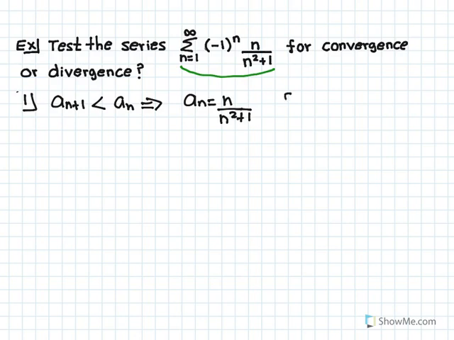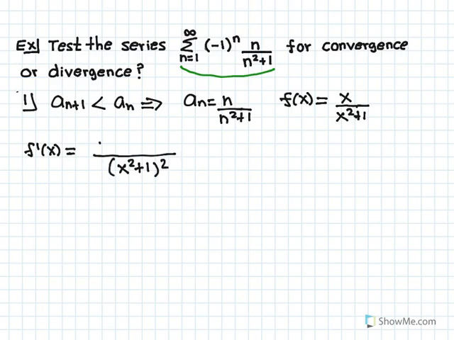Let's consider the related function f of x is equal to x divided by x squared plus 1. Let's take the derivative by applying the quotient rule. So f prime of x is equal to: square the bottom, (x squared plus 1) all squared, take the bottom, x squared plus 1, times the derivative of the top, the derivative of x is 1, minus the top times the derivative of the bottom, which is 2x. If we simplify this, we're going to get 1 minus x squared divided by (1 plus x squared) all squared.